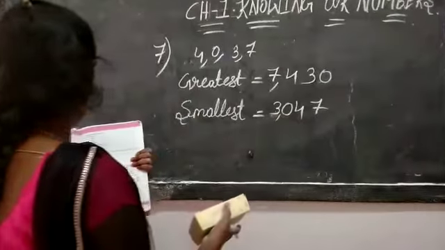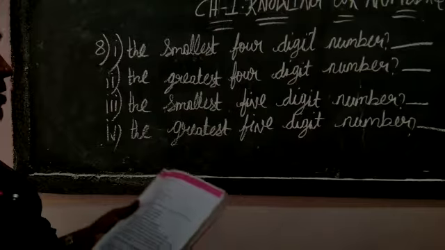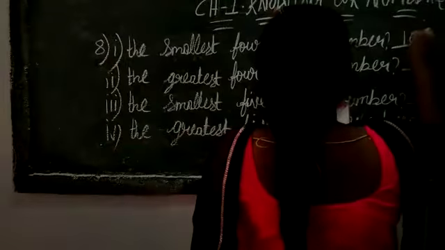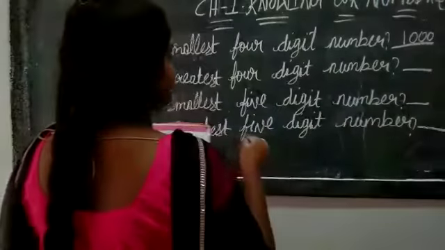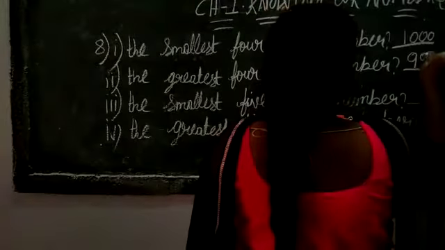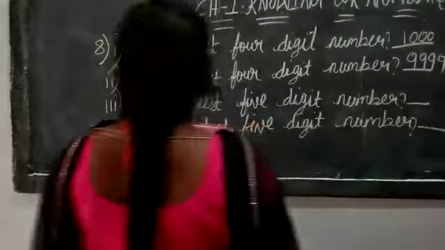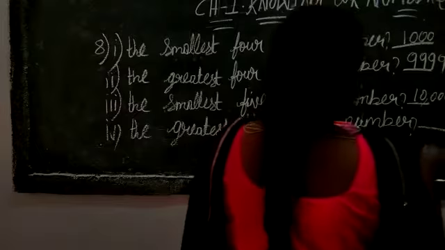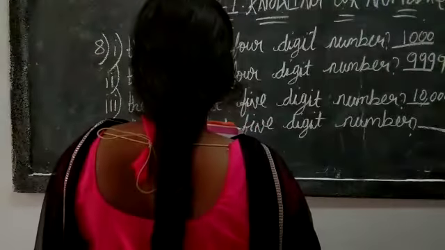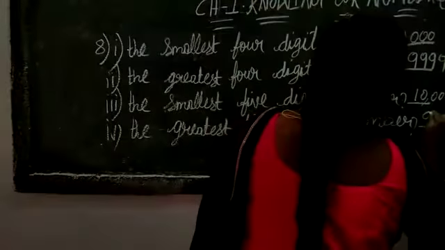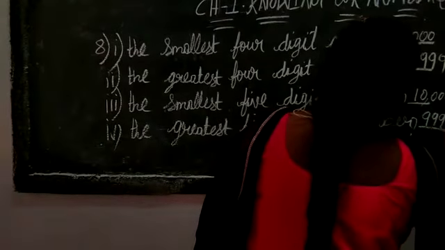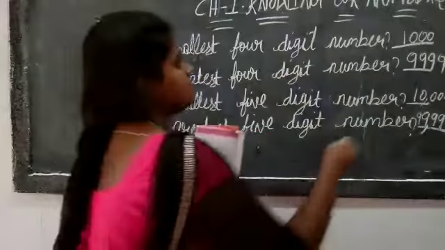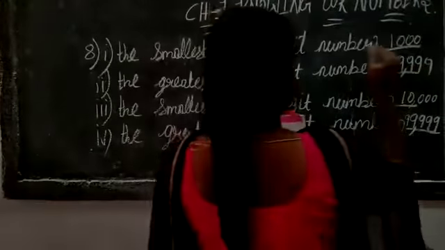Now next is your 8th. The smallest 4 digit number is 1,000. Now next, the greatest 4 digit number is 4 nines, 9,999. And next the smallest 5 digit number is 10,000. Next the greatest 5 digit number is 5 nines, 99,999.